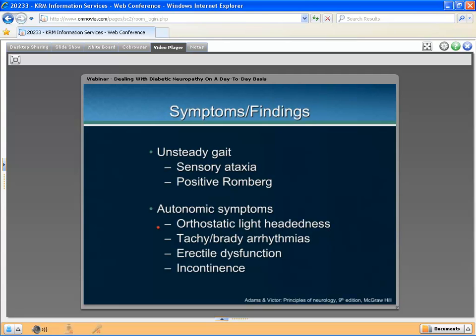When you stand up, the blood pressure drops very suddenly. You can actually pass out and become injured from this. The autonomic nervous system controls the heart rate and how fast and how slow the heart goes. And if there's damage to these fibers, they can have rapid heartbeat, slow heartbeat, and that can cause a problem. In the males, you can have problems with erectile dysfunction, and in both males and females, you can have problems with bladder control, again, because of the autonomic damage from the diabetes.